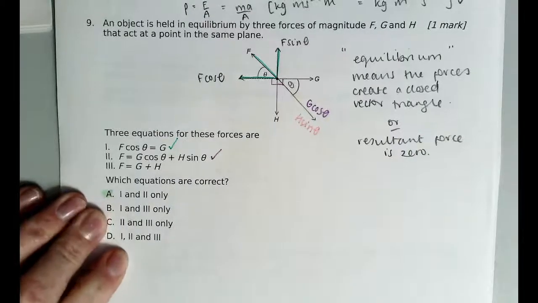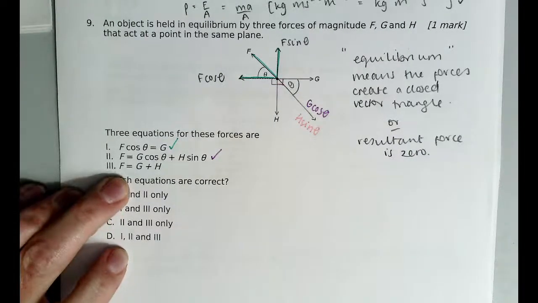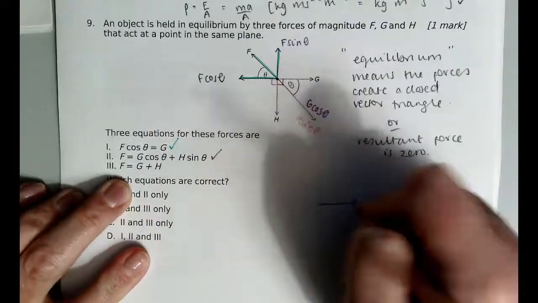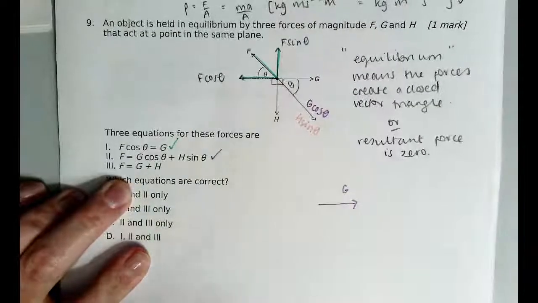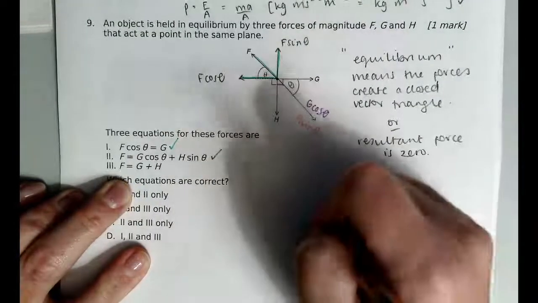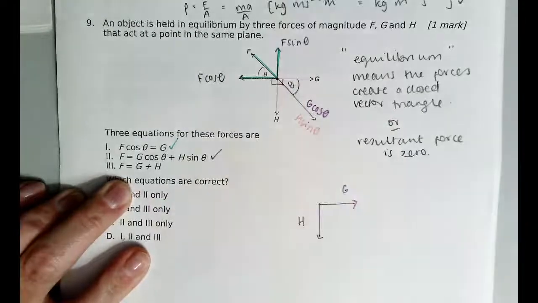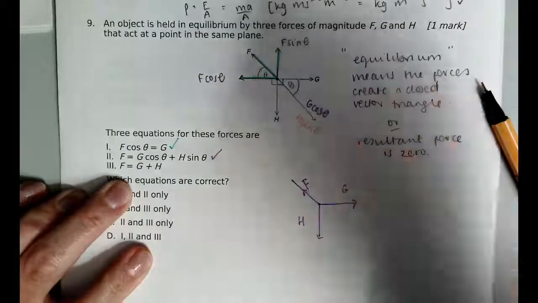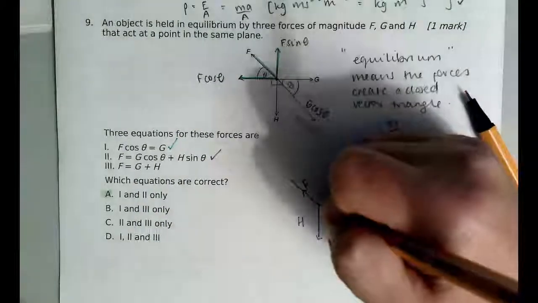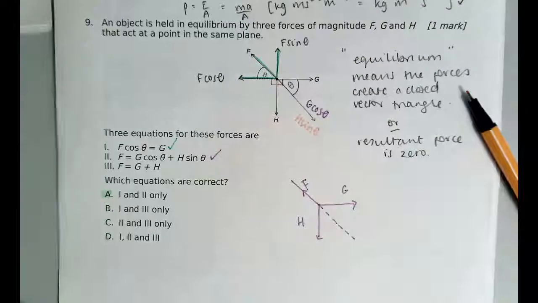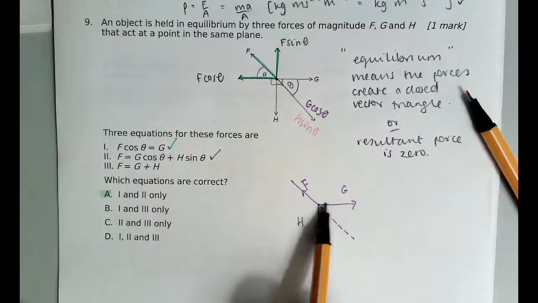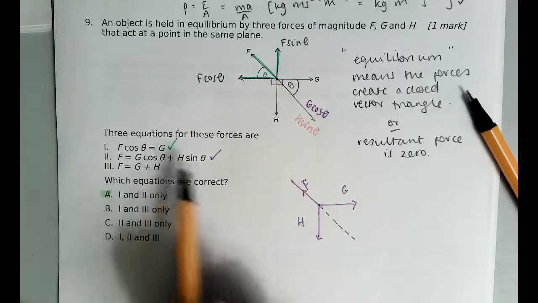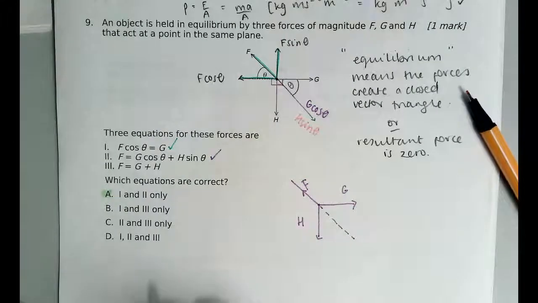Okay. Lastly, let's look at F as G plus H. This is not going to be the case. Okay, if we know we've got a closed vector triangle, we've got G this way, we've got H this way, and we end up with F in this direction. But again, in terms of magnitude, we could argue that G squared plus H squared must equal F squared, and so we don't have F equals G plus H, so this is not true.